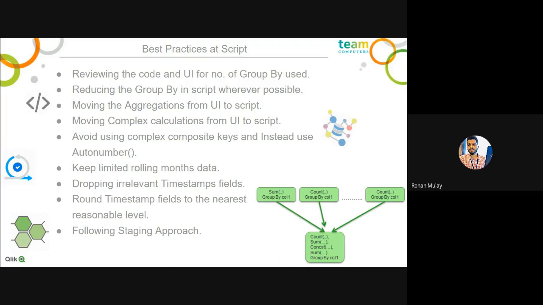Dropping irrelevant timestamp fields. Now, if I consider one particular date field, or if I consider 5 date fields, I have unique 5 dates: 1, 2, 3, 4.